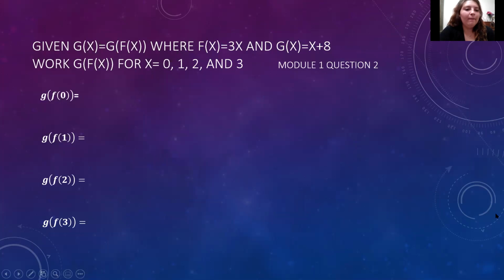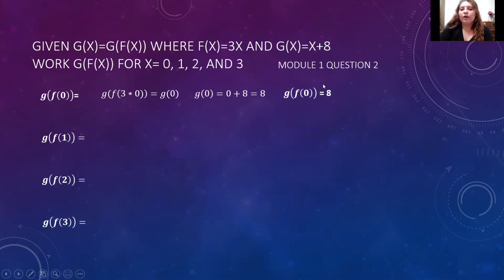So for the next part here, we are going to see with these given functions that we have, and we're going to plug in our x values to see where this function is going to take us. So for our f of x function, it equals 3x. And for g of x, we have x plus 8. So our first value is 0. So we're going to plug that 0 into our f of x, and we get 0. So we plug that into the g, and then we're going to get g of f of 0 is 8.